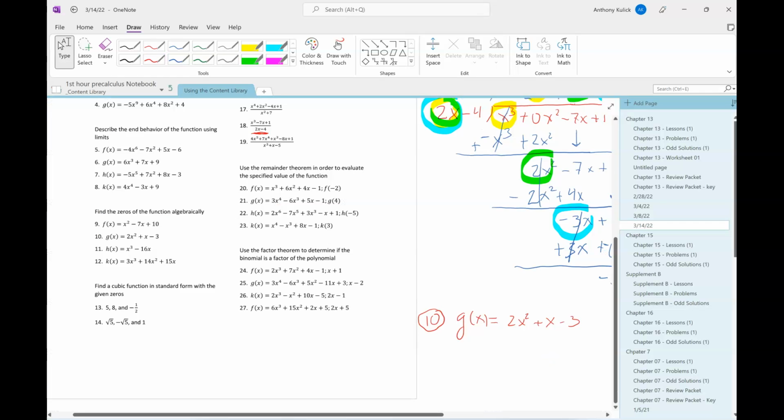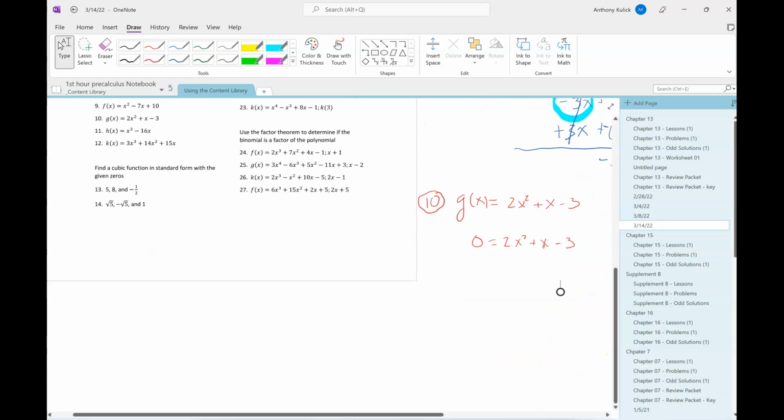So to find zeros, basically, I'm just going to be replacing the g of x with a 0 and then solving. So if I'm solving a polynomial algebraically, the first thing I'd want to do is look for a greatest common factor. There is none, right? There's nothing in common between 2, 1, and 3, and then there's x squared, x, and a constant, so there's no greatest common factor. Okay, so nothing to do there.